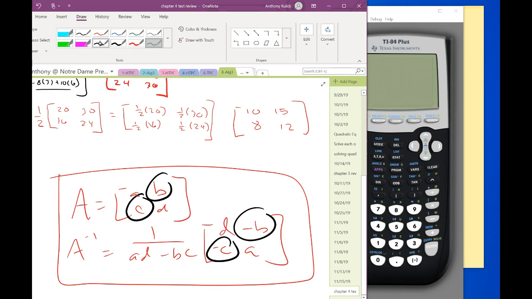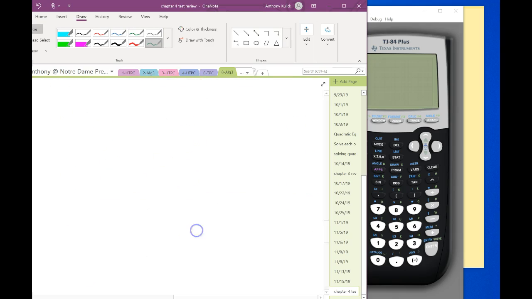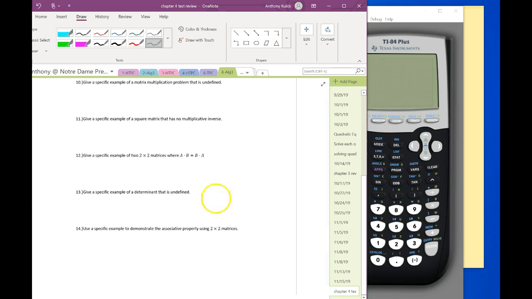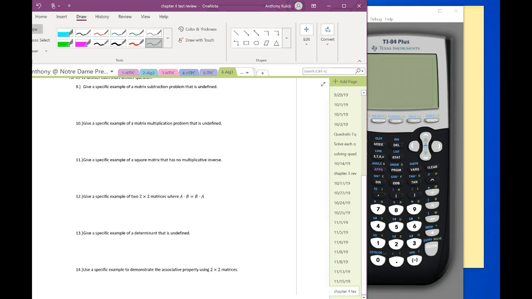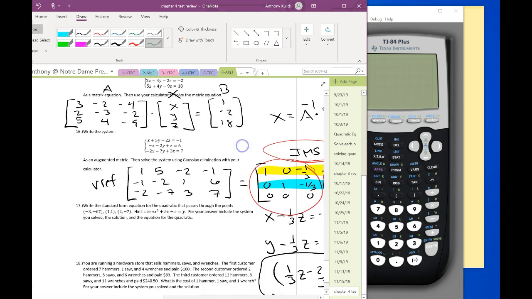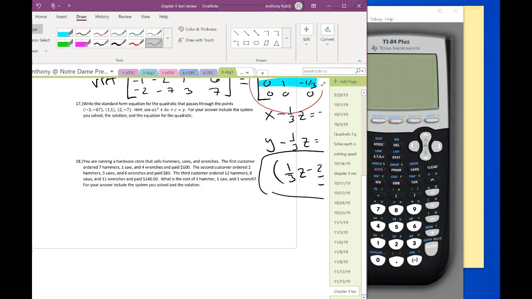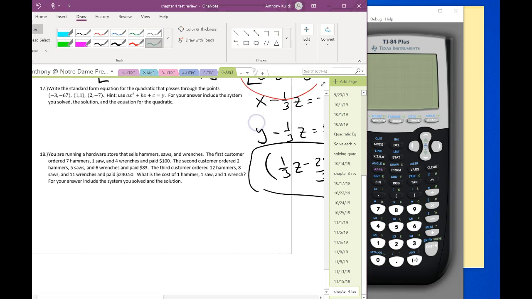Who's next? Anybody next? We did a lot. Caden? Which one? Are you talking about these matrix word problems, or are you talking about the story problems? Okay. You want to do 80?